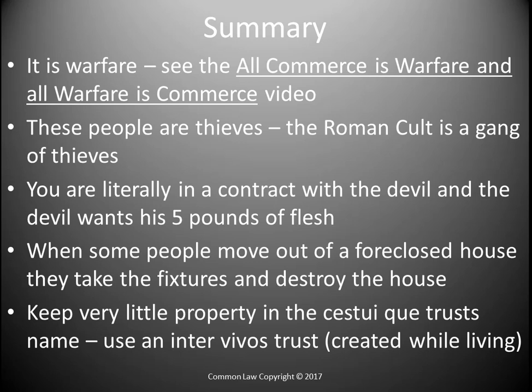Keep very little property in the name of the trust. Use an inter vivos trust. That's a trust that's created while living. And, you know, there's all sorts of things you can do with a little bit of forethought. But you have to put some forethought into it. And just because you're not having some difficulties right now doesn't mean you're not going to have difficulties a year from now or 5 years from now.